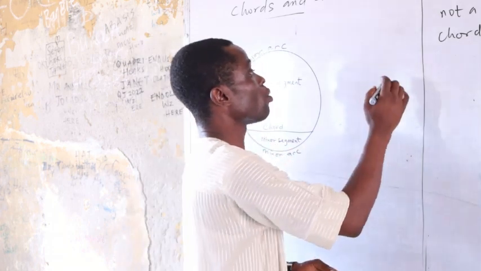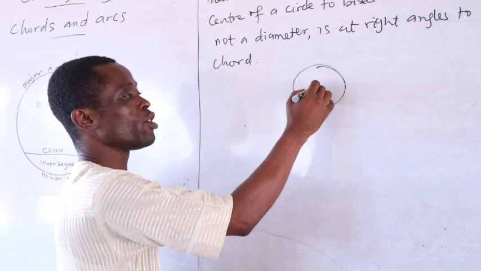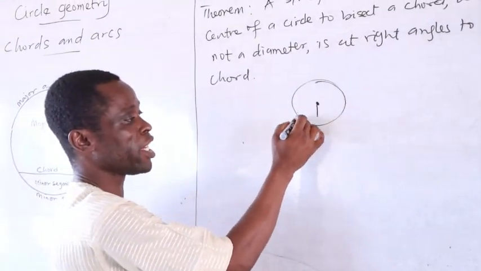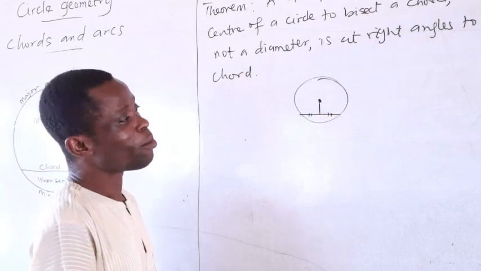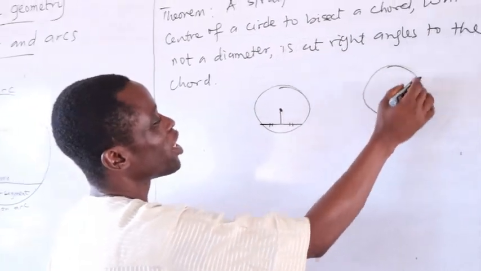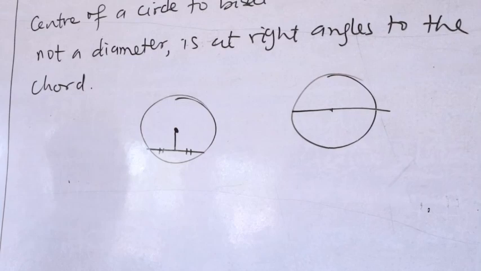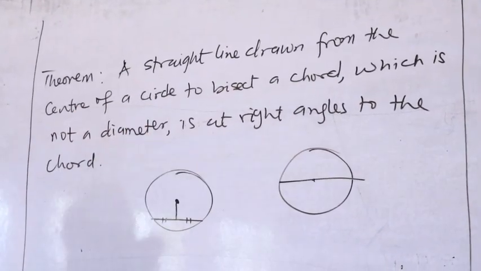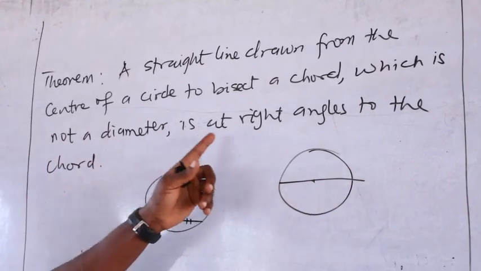Because if you have a circle like this, the theorem states that a line that is drawn from the center bisects the chord, that is, this side is equal to this. Are you there? But if you now have a chord as diameter, there is no way you can use the theorem. That is why we have a straight line drawn from the center of the circle to bisect a chord which is not a diameter, is at right angle.